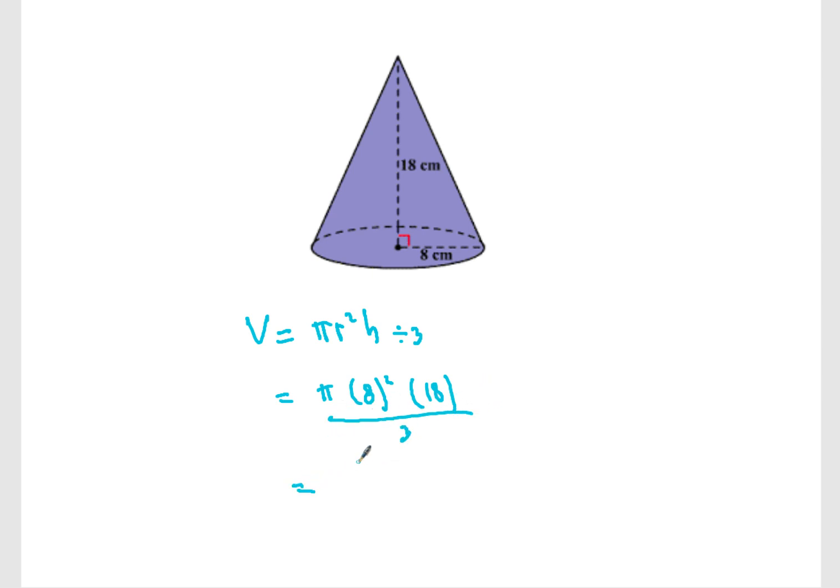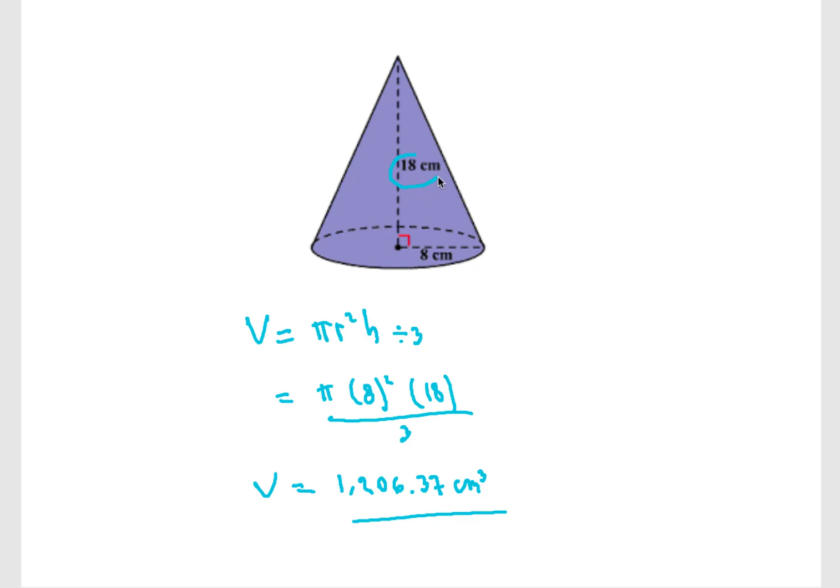Plug it into the calculator. Pi times 8 squared times 18 divided by 3. 1206.37. I'm going to do 2 decimal places, and that's in centimeters cubed. And that will be the volume of this cone.